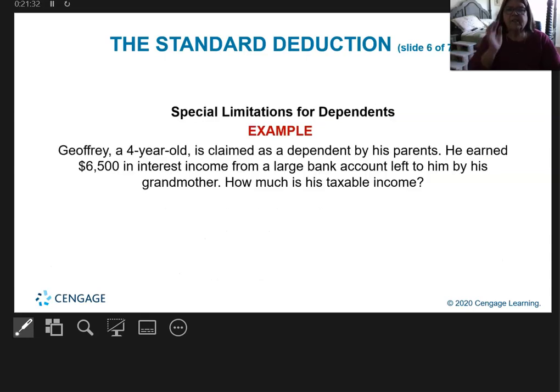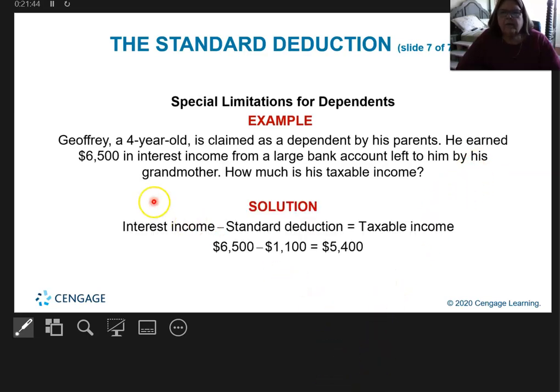So next slide, here's another example. Jeffrey, a 4-year-old, is claimed as a dependent by his parents. He's earned $6,500 in interest income from a large bank account. How much is his taxable income? Interest income of $6,500 minus that standard deduction of $1,100, his taxable income is $5,400. So yes, he will need to file taxes, and that will be his taxable income.